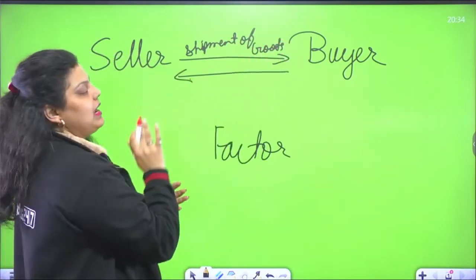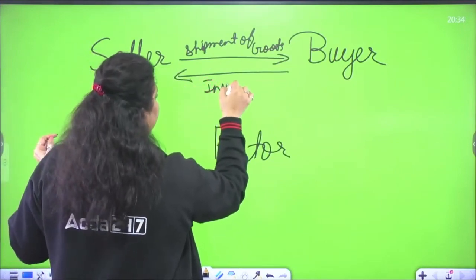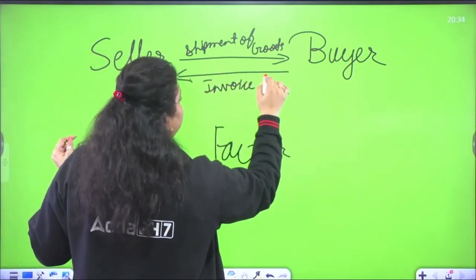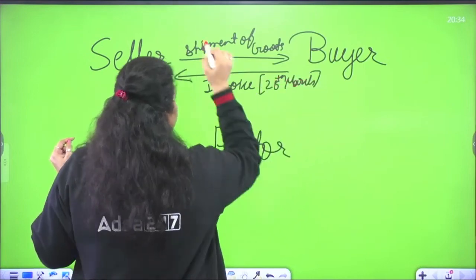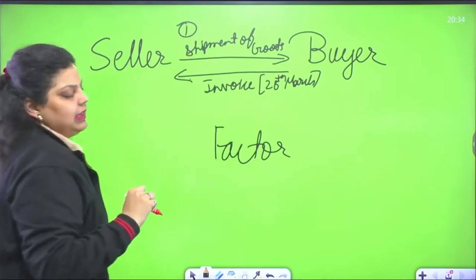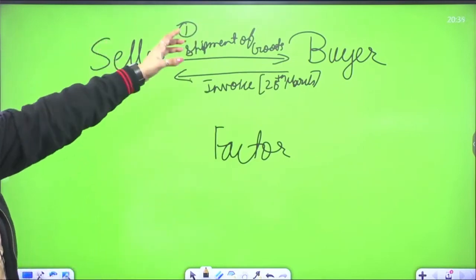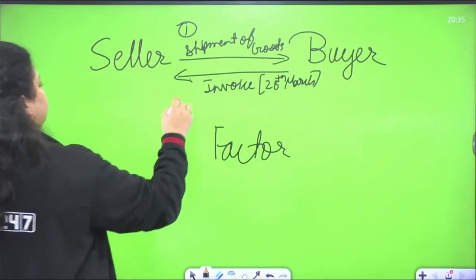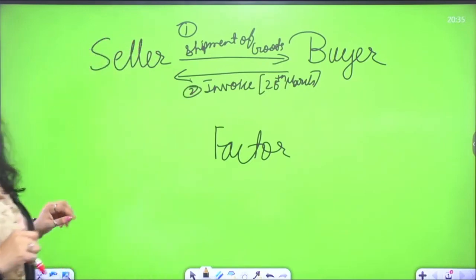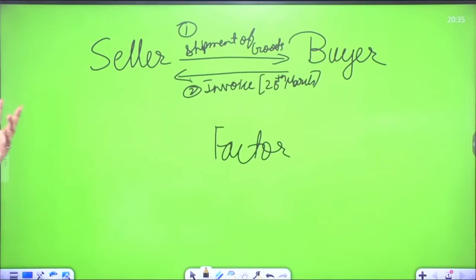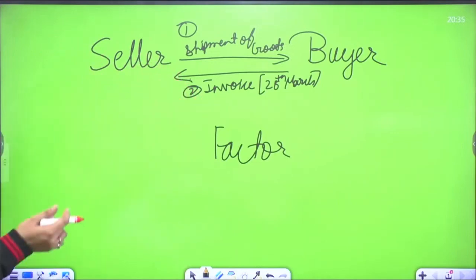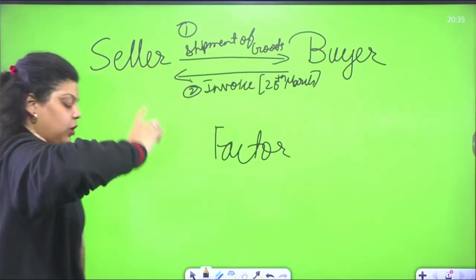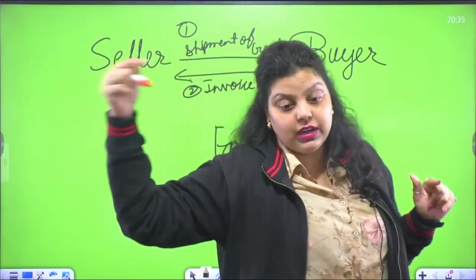Now the buyer has given the seller an invoice in which it says that your payment will be done on 26th of March. A future date has been given. So the first step is that the seller ships the goods to the buyer, and in the second step, the buyer gives the receivables, the trade bill, or I can say the invoice, to the seller, which says that the payment will be done on 26th of March. But the seller needs an immediate payment because the seller has to start another project, another contract.